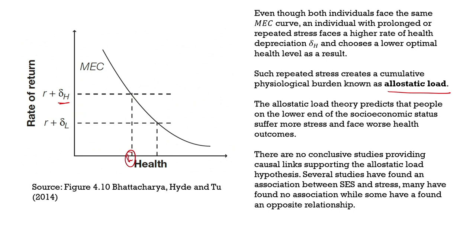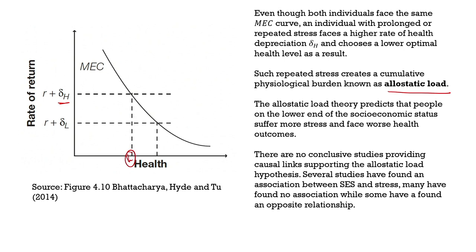So, the allostatic load theory predicts that people on the lower end of the socioeconomic status suffer more stress and face worse health outcomes. Now, it is important that we point out that there are no conclusive studies providing causal links supporting the allostatic load hypothesis. Several studies have found an association between socioeconomic status and stress. Many have found no association, while some have found an opposite relationship.